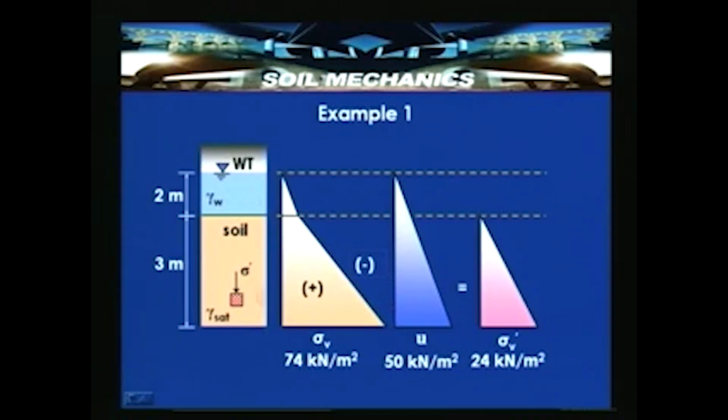So, this is the distribution of the total stress with the depth. This is because of the unit weight of the water. The slope of this particular line is different because of the saturated soil unit weight. This is the pore water pressure and this is the effective stress, which is nothing but total stress minus pore water pressure. It gives us effective stress is 0 at this point, and effective stress at this point is sigma v dash equal to 24 kilonewton per meter square.